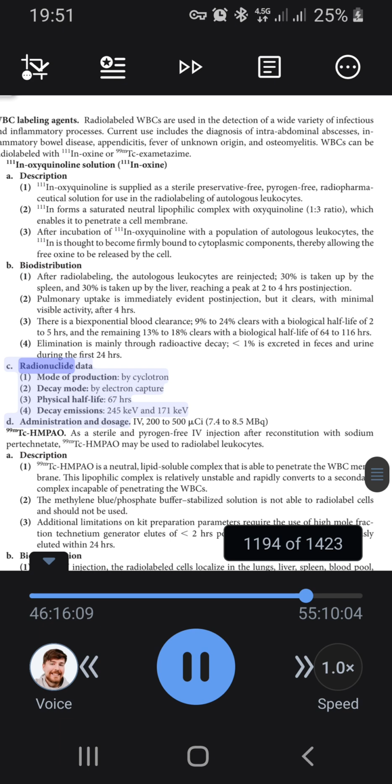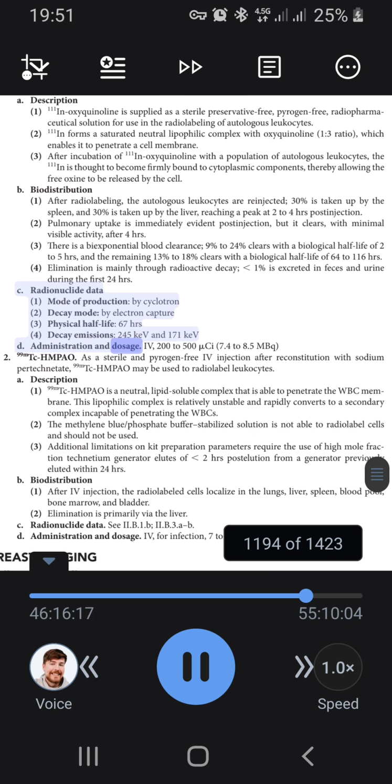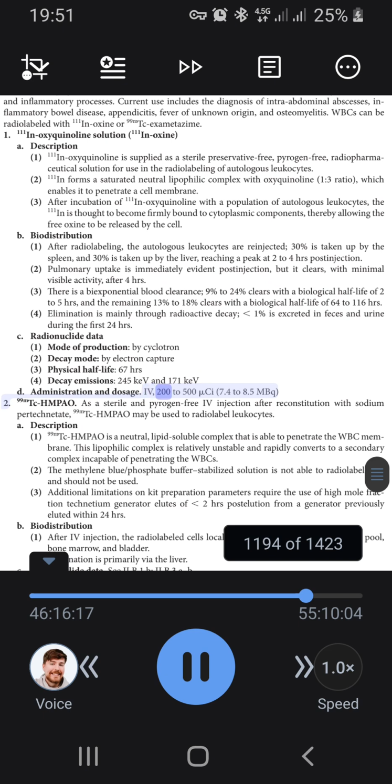C. Radionuclide data. 1. Mode of production: by cyclotron. 2. Decay mode: by electron capture. 3. Radioactive half-life: 67 hours. 4. Decay emissions: 245 keV and 171 keV. D. Administration and dosage. IV 200 to 500 mCi, 7.4 to 18.5 MBq.